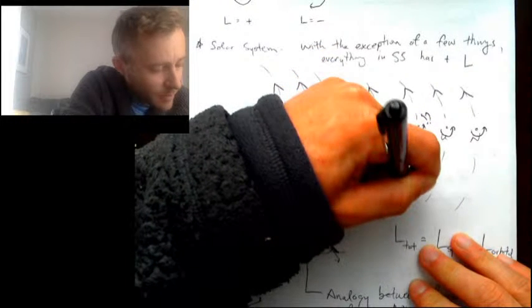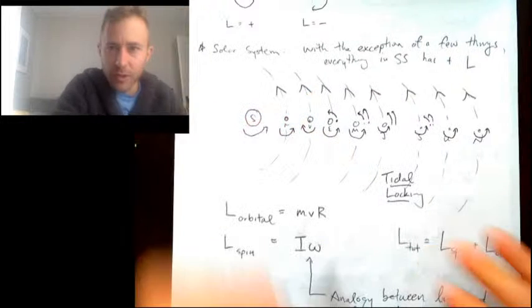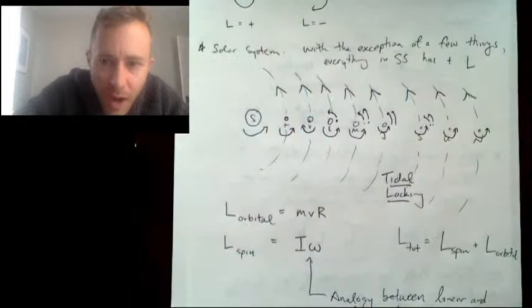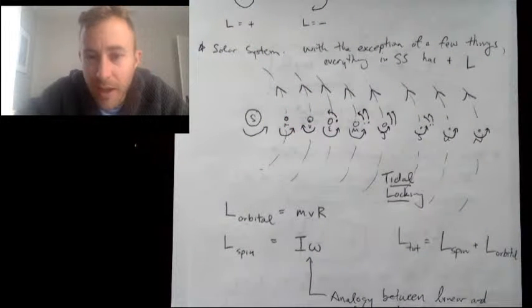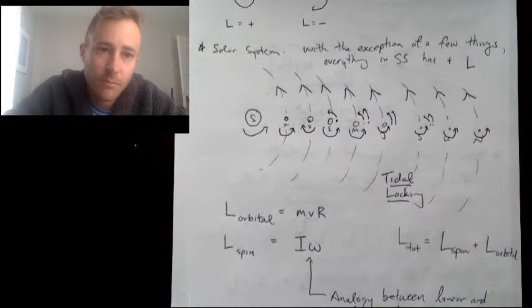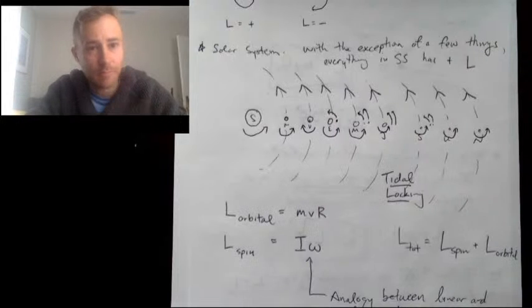You can look it up. So we would say that the moon is tidally locked to the Earth, and basically all moons in the solar system are tidally locked to their planets. Okay, so you might not have known that.